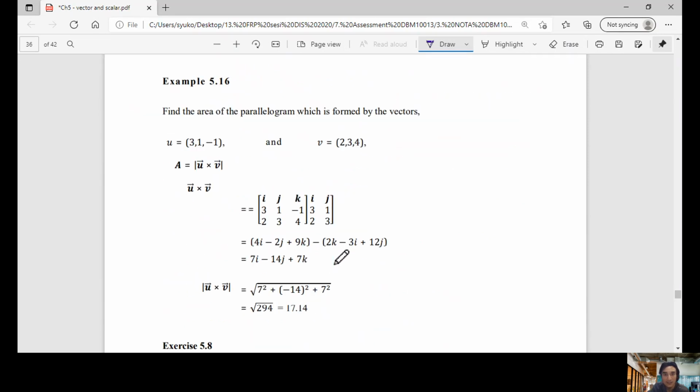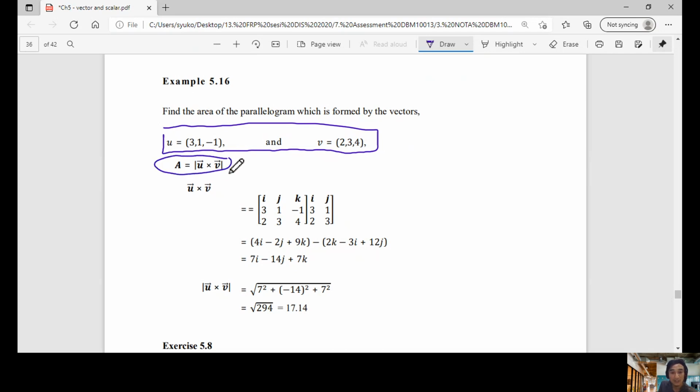So we go to example 5.16. Find the area of the parallelogram which is formed by the vectors. Okay, for this example, it just gives you two vectors u and v actually. So don't worry, if you just get u and v, it doesn't ask you to find the triangle ABC. So you just apply the formula directly like this. So area of the parallelogram equals modulus u times v.